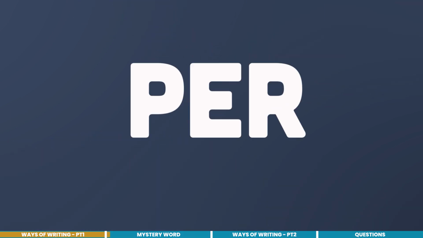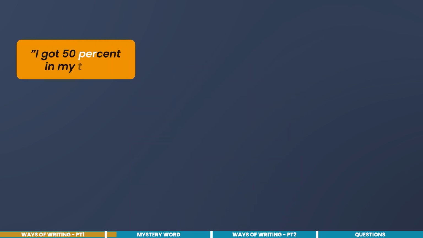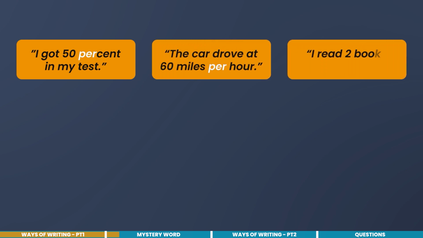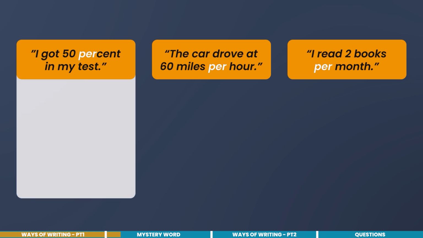We will now have a short intermission to discuss the amazing value of the word per. We use the word per a lot, and it always involves a ratio or a fraction. Let's look at some examples. I got 50% in my test. The car drove at 60 miles per hour. I read 2 books per month. Well, 50% is 50 per 100. The word cent represents 100, like a century having 100 years, a dollar having 100 cents. And centipede literally means 100 feet, even if centipedes don't actually have 100 feet.